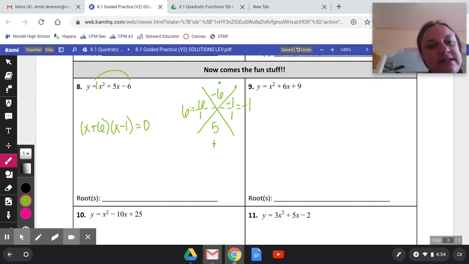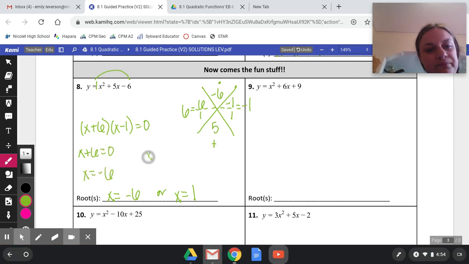I would set that equal to 0 to get each of my factors. So my two roots would be x equals -6 or x equals a positive 1 if I take x plus 6 and set each of these equal to 0. Right, that's how I get my roots.